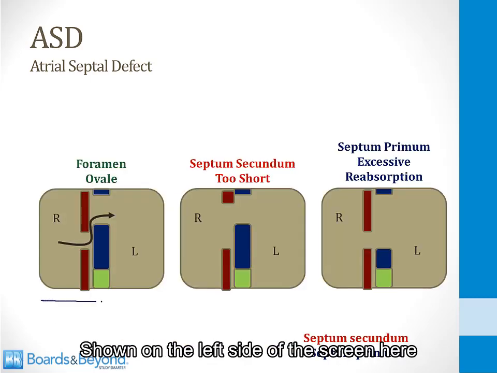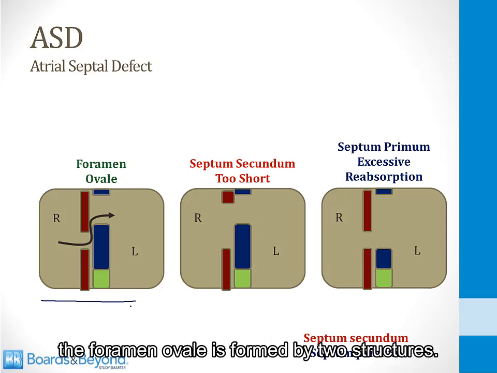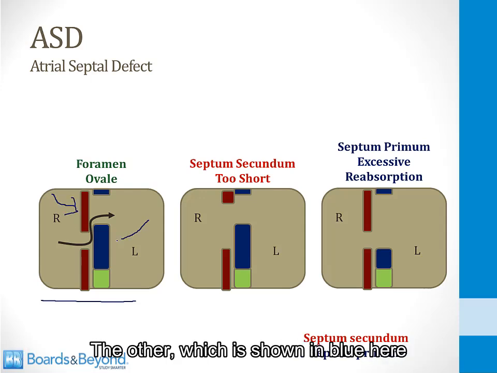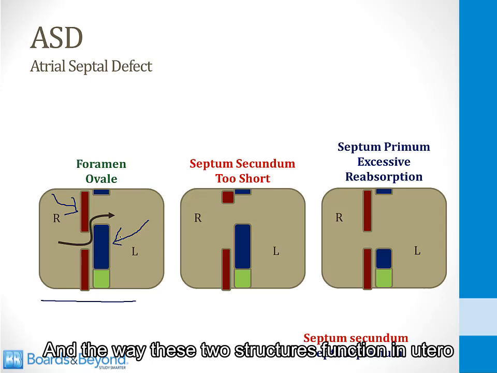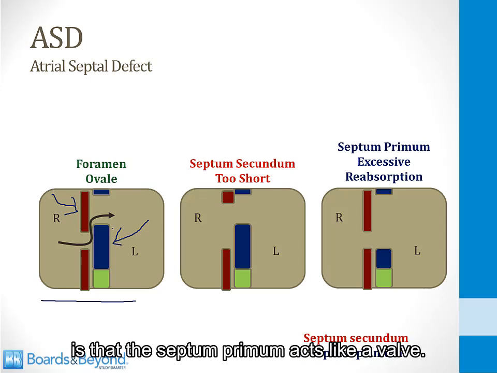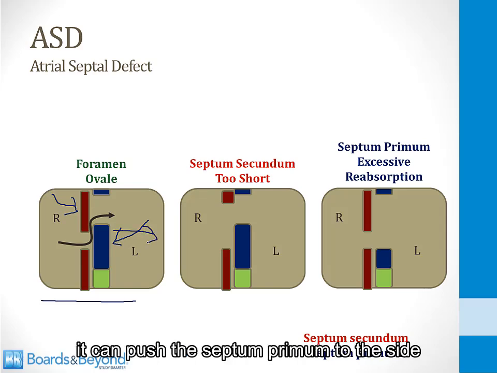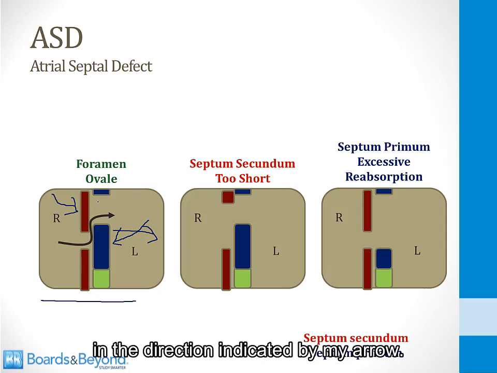Shown on the left side of the screen here is my own cartoon of the foramen ovale. I discussed this structure in detail in the video on cardiac embryology. But by way of review, the foramen ovale is formed by two structures. One, which is shown in red here, is the septum secundum. The other, which is shown in blue here, is the septum primum. And the way these two structures function in utero is that the septum primum acts like a valve, and when pressure is high in the right atrium, it can push the septum primum to the side and allow blood to flow through in the direction indicated by my arrow.